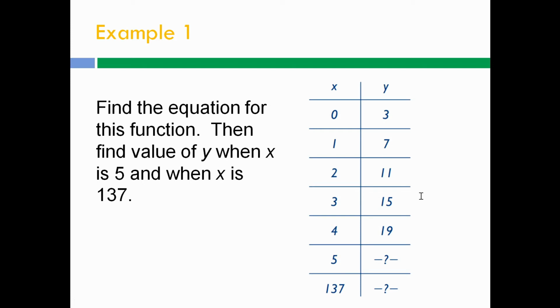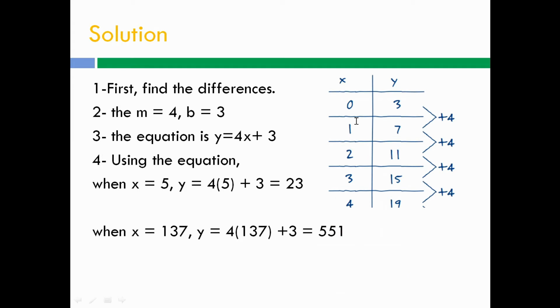A linear equation needs a slope, which is the constant number, and a y-intercept, which is the value of y when x equals 0. So in this case, this is my slope over here, m equals 4, and b equals 3. So the equation is going to be y equals 4x plus 3.